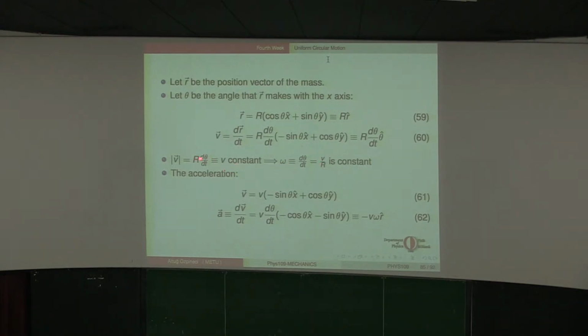Since this is constant v, d theta by dt is v over r. So this is v omega. If you just take this minus sign out, what remains is this vector over here, the r hat vector. So we have proven that the acceleration vector is in the direction of the radius vector, in the opposite direction. It is pointing towards the center, and its magnitude is given by v omega. V omega is v over r times v, so it is v squared over r.